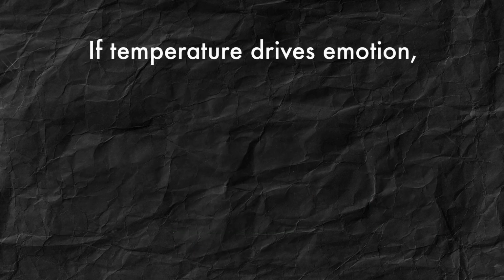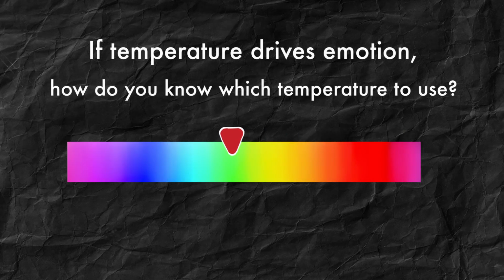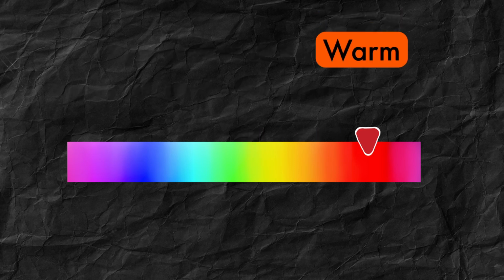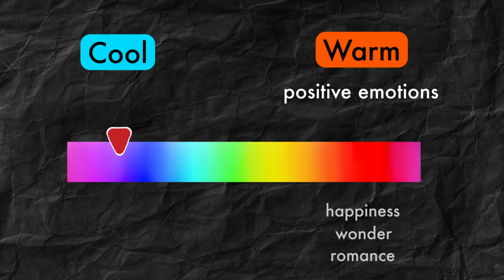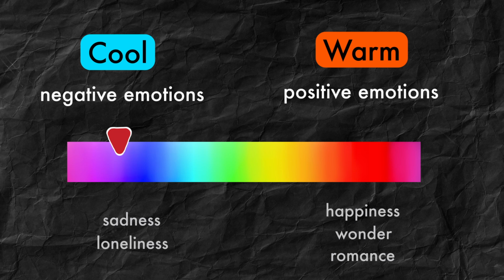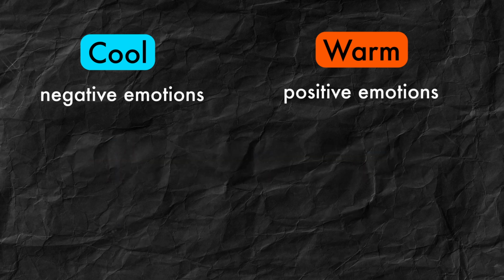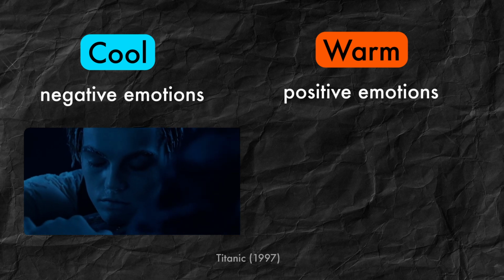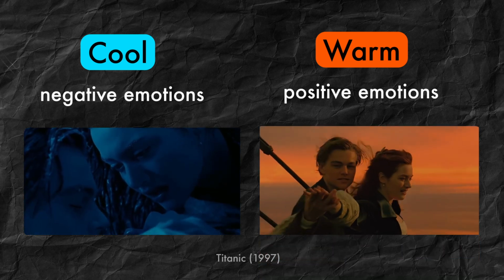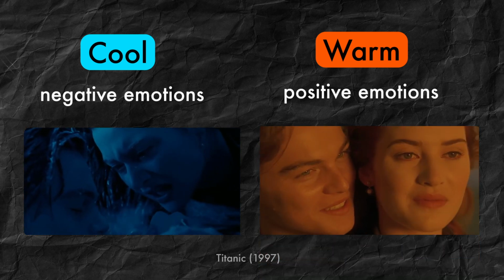So if temperature drives the emotion in your painting, how do you know which temperature to use? You might have guessed where I'm going with this. Warm temperatures are associated with positive emotions like happiness and wonder and romance, and cold temperatures, negative emotions like sadness and loneliness. We see this in movies all the time. Whenever a character is sad, the frame tends to be tinted towards the cools, and whenever there's excitement, the frame is filled with warm colors.